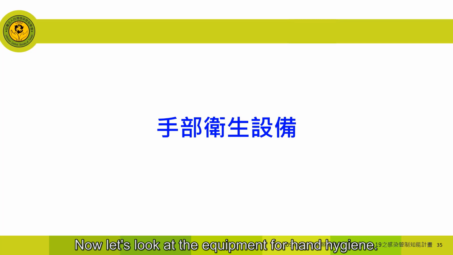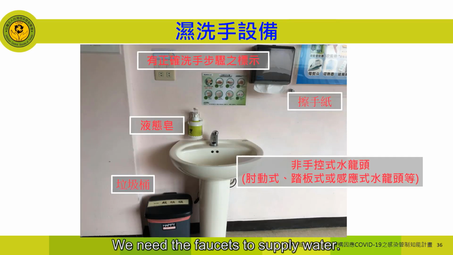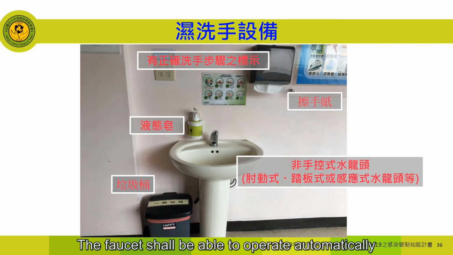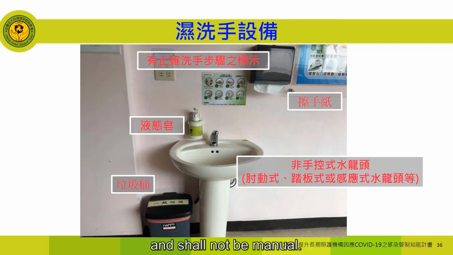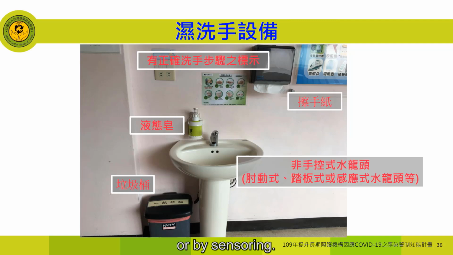Now, let's look at the equipment for hand hygiene. They are for complete and accurate hand hygiene. First, let's look at the equipment. We need the faucet to supply water. The faucet shall be able to operate automatically and shall not be manual. The way to turn on the faucet can be by elbows, by paddling, or by sensing, but manually is absolutely forbidden. Then soap is required.